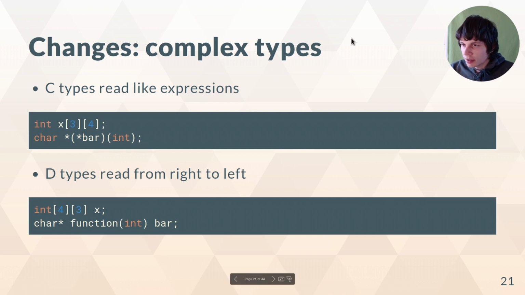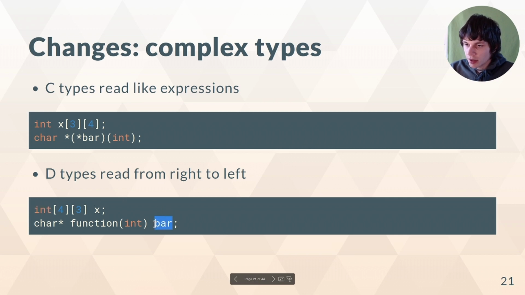In C, pointer and array types are written down like expressions. So in this declaration here, it's saying when I index it with something under 3 and then something under 4, I get an int. And if I dereference bar, call it with an integer parameter, and dereference that, I get a char. But this is infamously confusing, so it was changed in D, and their type simply reads from right to left. It's saying x is a static array of 3, static arrays of 4, integers.